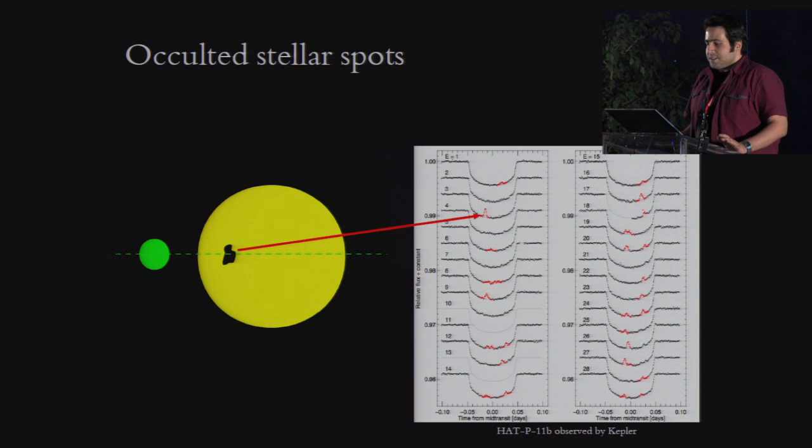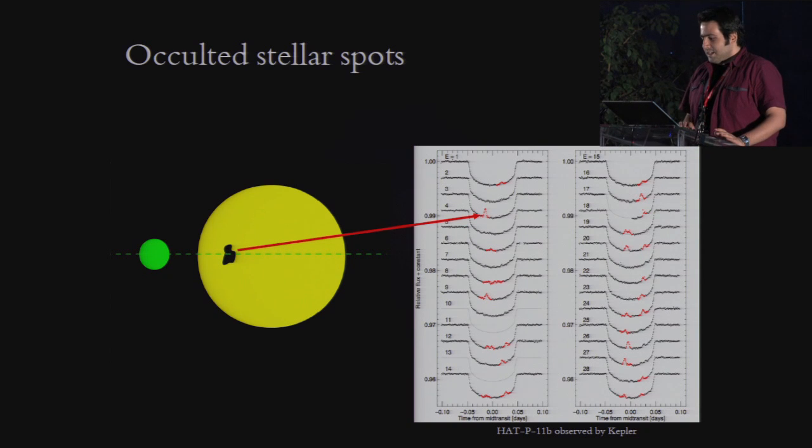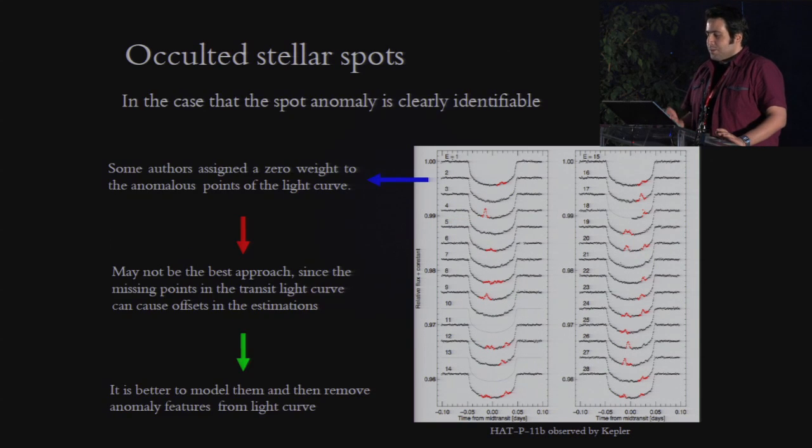But the other scenario is when the planet overlaps with the stellar spot. In that case, you can see an anomaly in the transit due to the overlap of the planet and the spot. In the case that those anomalies are very well identified, people decided to remove them from the light curve and then study the rest of the light curve, which might not be the best approach because you are losing a part of your data, which may introduce a bias in your estimation. So the better approach is to try to model those anomalies and clean them from the transit.